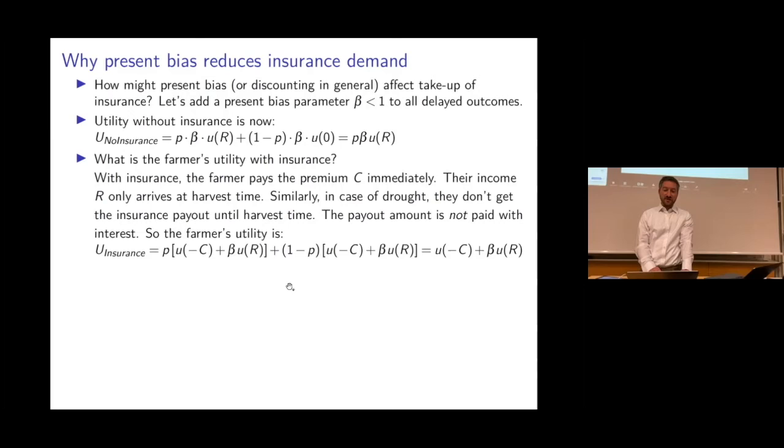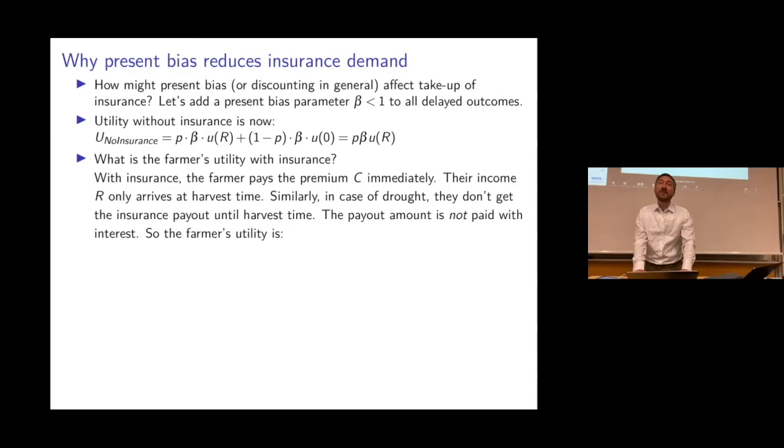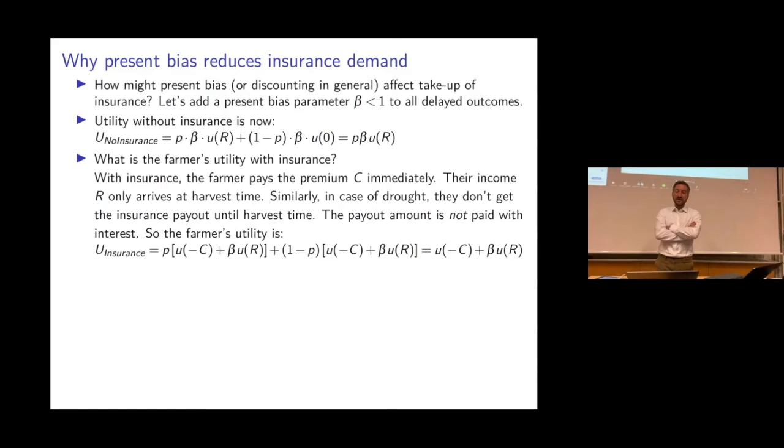And of course, the insurance company doesn't pay interest on the payment that they make to the farmer. They just pay the R, right? And so the farmer's utility with insurance is the negative utility of having to pay the premium upfront plus the discounted utility of receiving the return or the insurance payment in the bad case of the world. So that's just U of minus C plus beta times U of R. So we've now pulled apart this R minus C that we had in the parentheses earlier, and we've allowed for the fact that the R arrives later and therefore has to be discounted. Does that make sense?